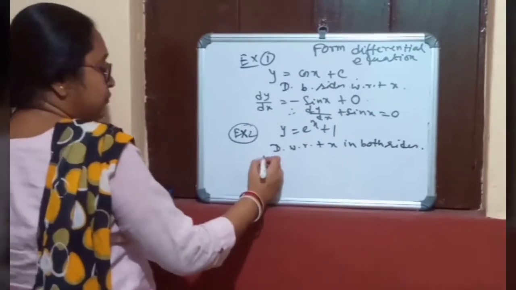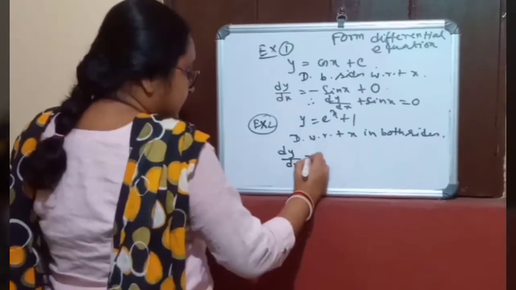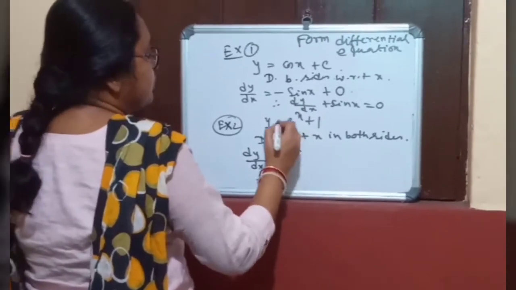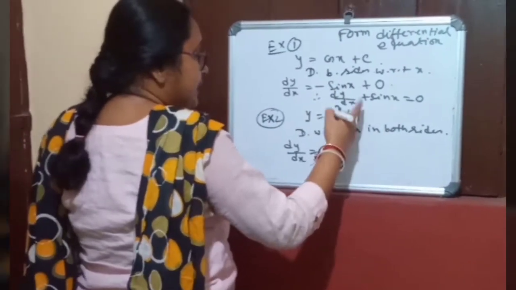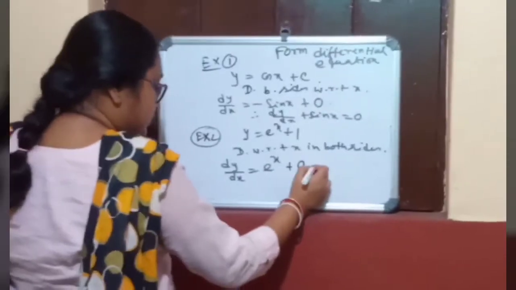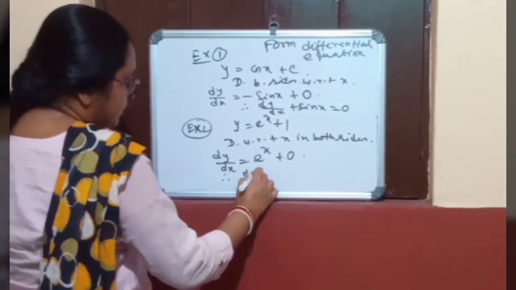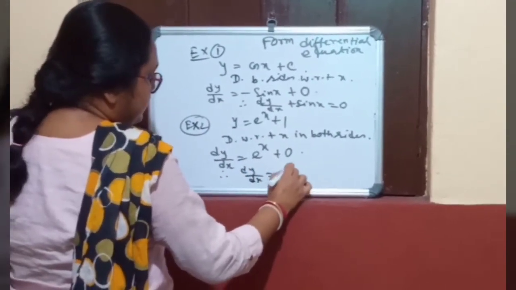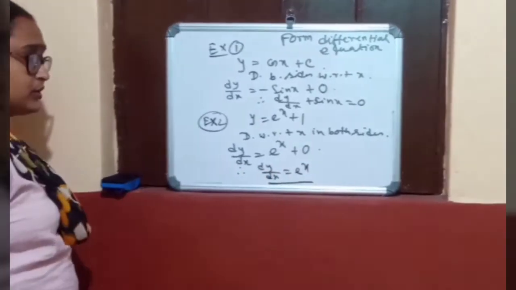Okay, the differentiation of y is dy/dx. The differentiation of e to the power x is e to the power x itself, and y is constant, that's why this is equal to 0. So what is the differential equation? dy/dx is equal to e to the power x. This is the required differential equation.